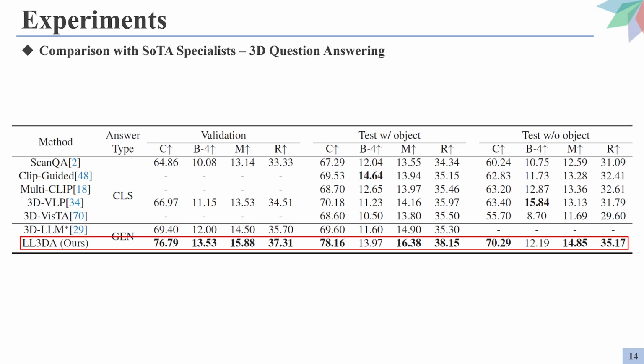The second experiment tests performance on 3D question answering tasks. Some models are marked CLS, meaning they get to choose answers from a predefined set of options. The evaluation is done in two settings, with objects, where visual interactions like clicks and bounding boxes are provided, and without objects, where the model must answer based only on the text. In most cases, the proposed method delivers the best performance.